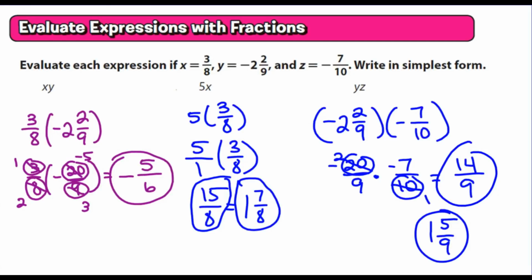So multiplying rational numbers, multiplying fractions: top times top, bottom times bottom. Remember to write all of your mixed numbers as fractions first before you multiply. That's going to save you some trouble in the end.